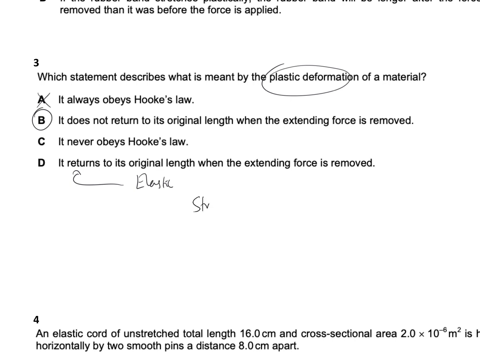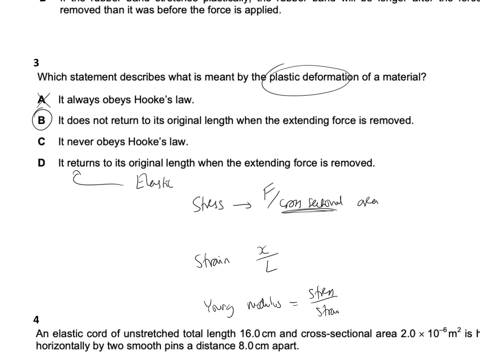Other key ones, remember the definition of stress, strain, and Young modulus. You need to make sure you know all those definitions really well. So remember, stress is force per unit cross-sectional area, and strain is extension over original length. A common mistake is people forget to say cross-sectional area, they just say area. That's not correct. Young modulus is defined as stress per unit strain, or stress over strain.